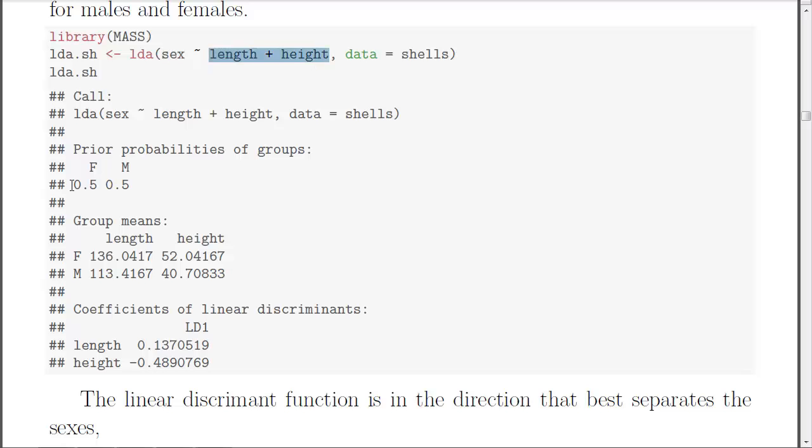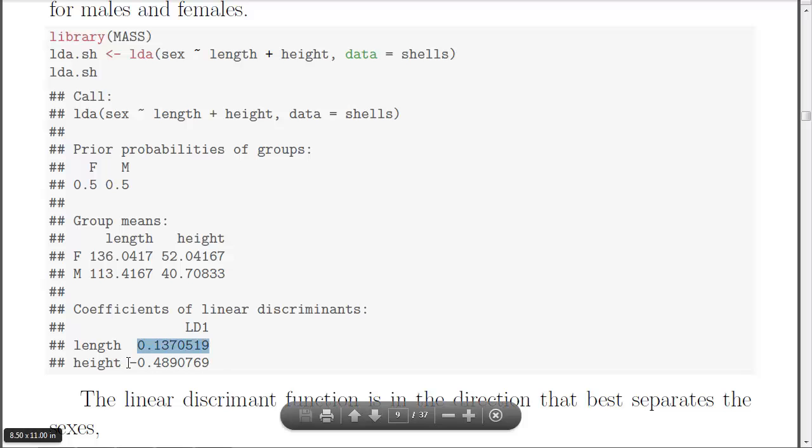And here the prior probabilities of belonging in male and female was 1/2. Those are taken empirically based on the relative frequencies of males and females in the sample. I believe there were 24 shells in each group, and so that's coming from there. We have the group means. Those were the solid points that were plotted. And then the coefficients of linear discriminants. This basically defines the direction for classification.